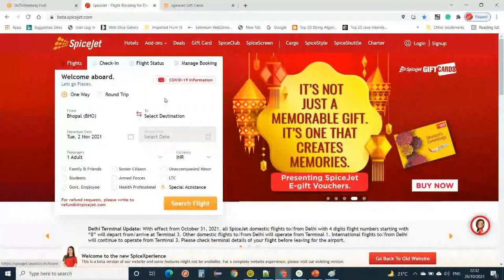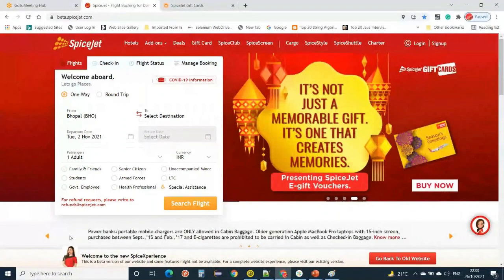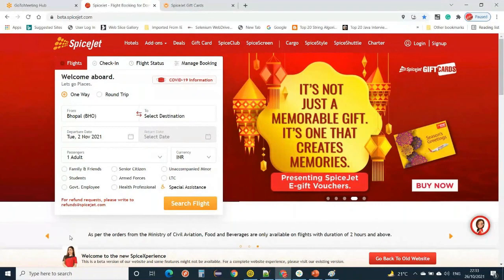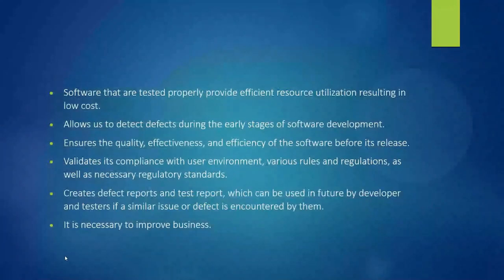Today if something, like the one way trip, is not working, and the developer gave a fix, and then after a month the same defect is coming again, you will have that report in your hand. You can say that last month also we got an issue, this month also we got an issue, and these are the issues getting repeated.